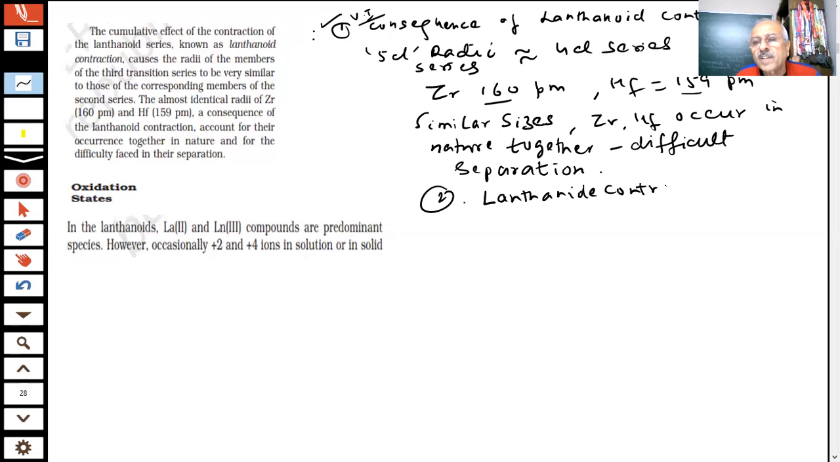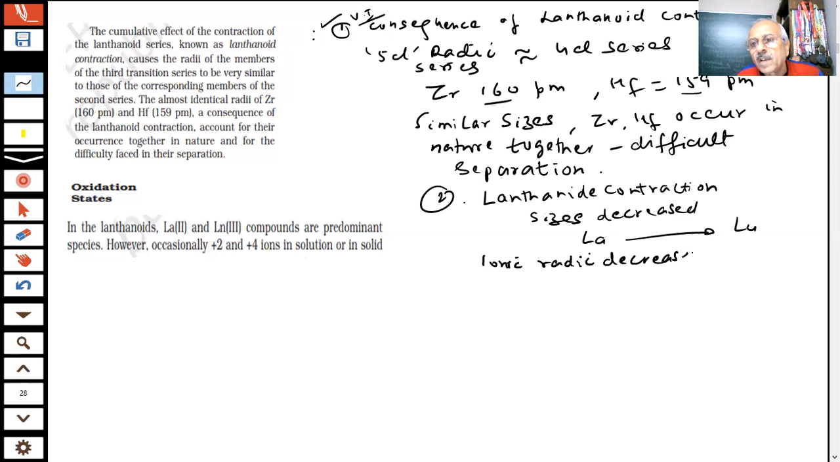lanthanoid contraction is the size is decreased, though small, but they decreased from lanthanum to lutetium. When the ionic radii decreases, students, the charge density increases. Charge density means charge per unit volume. Charge density increases, charge by size ratio increases, and they have more tendency to form complexes.